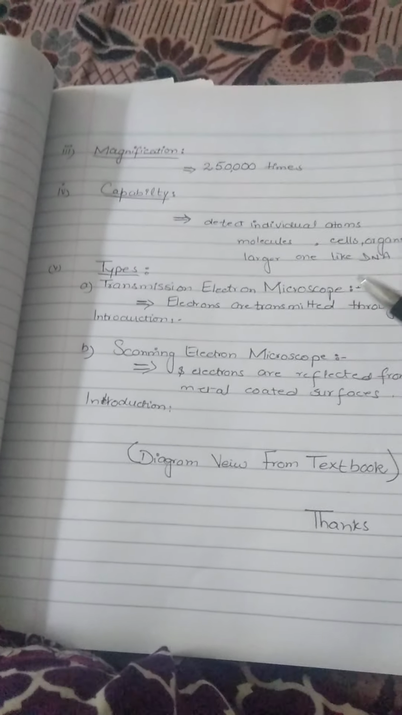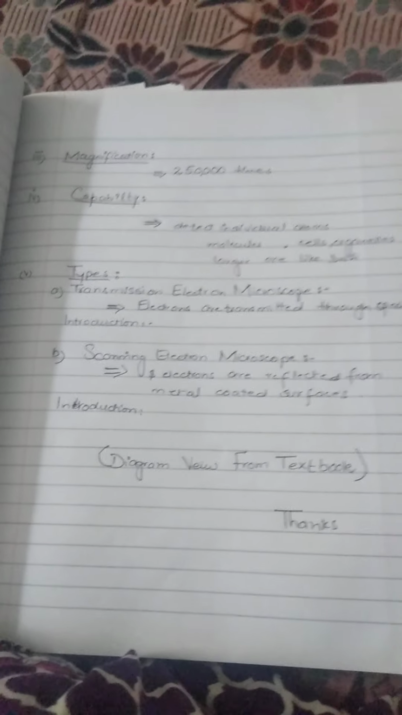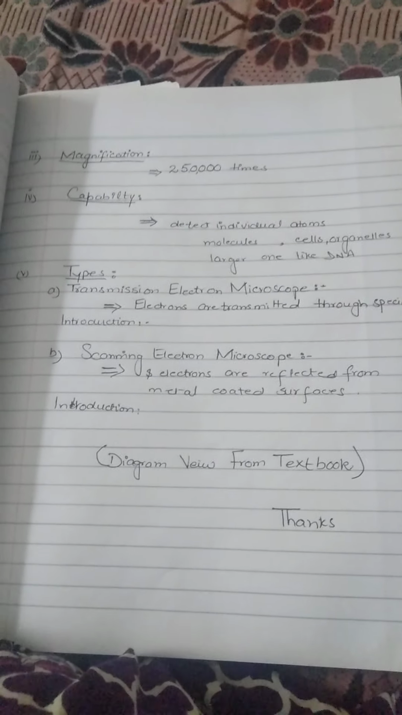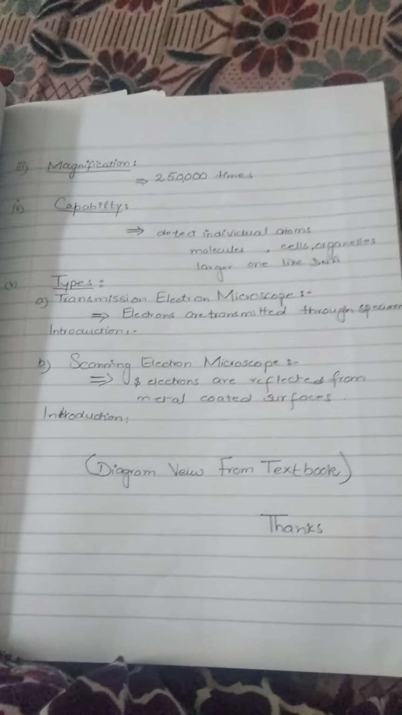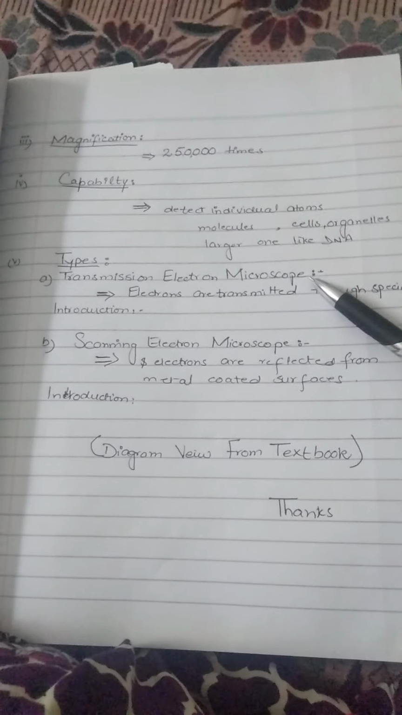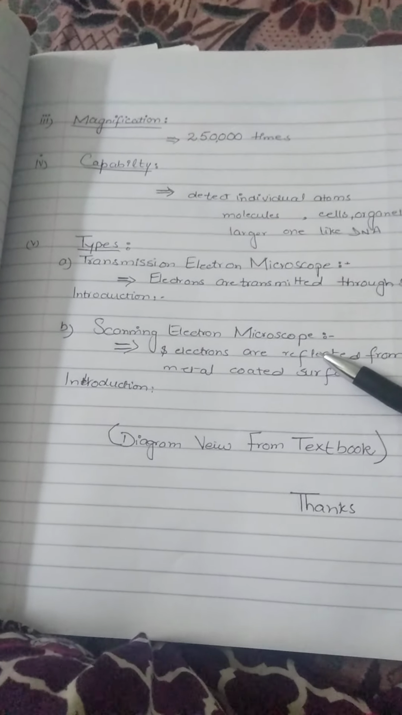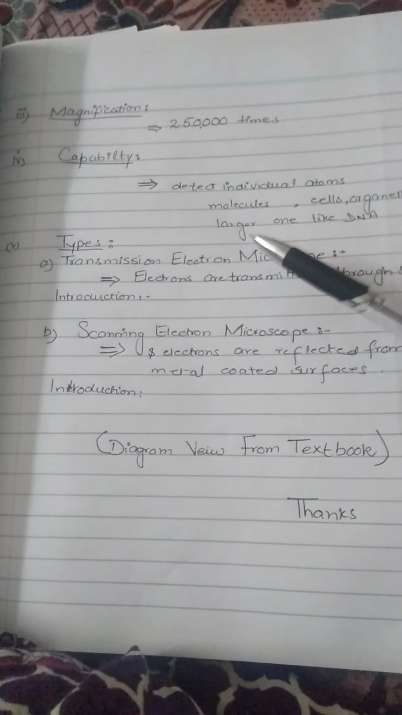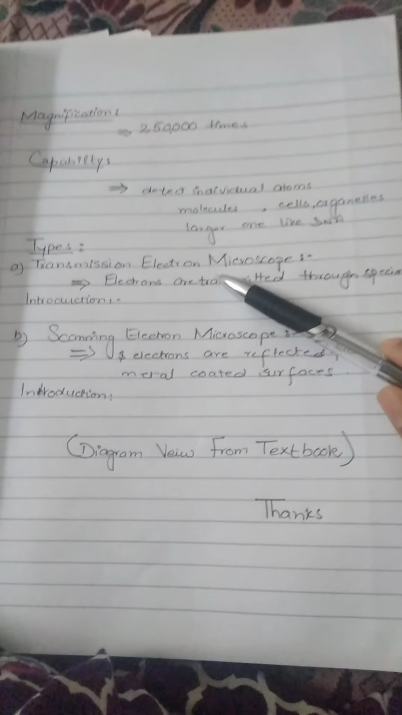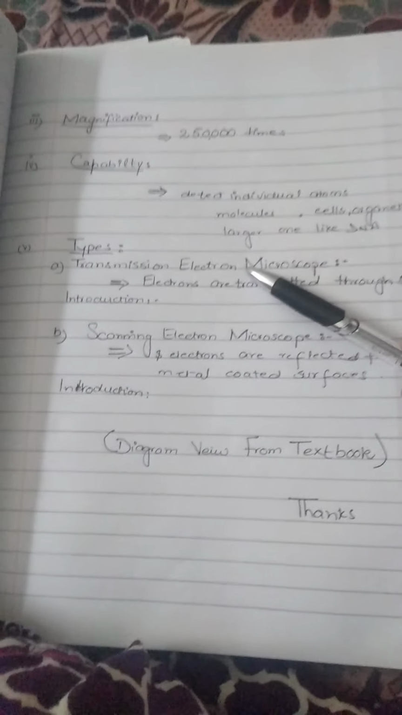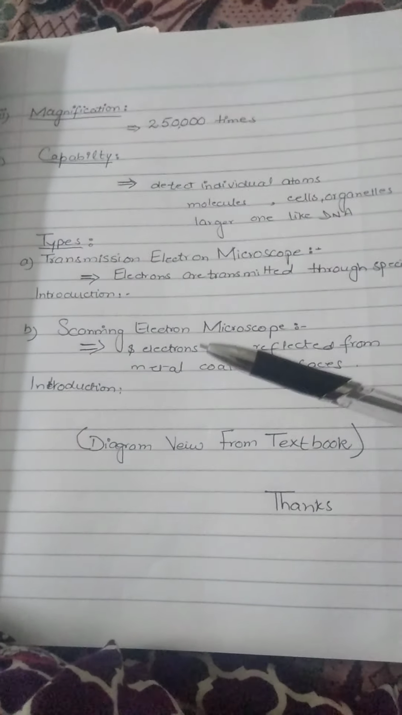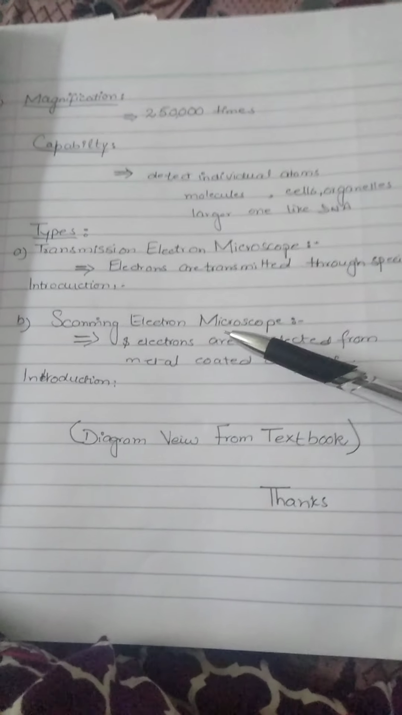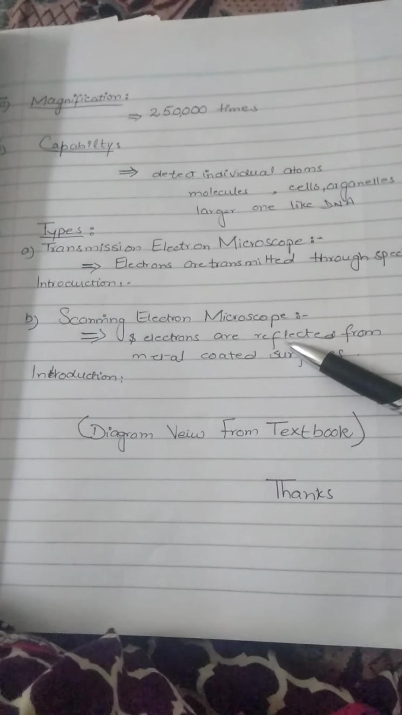Then we move towards types of EM. There are two types of EM. The first one is transmission electron microscope, and the second one is scanning electron microscope. Transmission electron microscope is abbreviated as TEM. And scanning electron microscope is abbreviated as SEM.